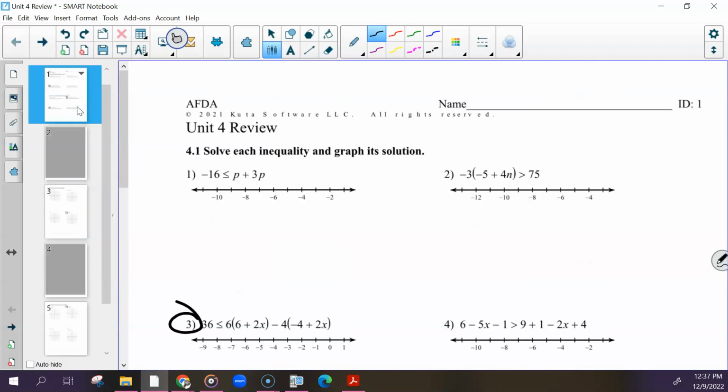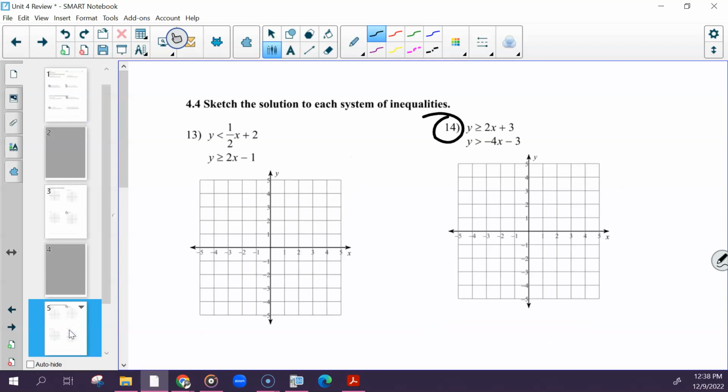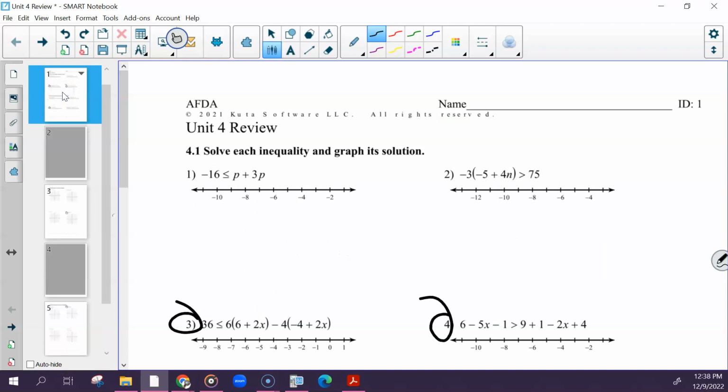Okay. Any others from the first section or the last section? Mira. 4. 3 and 4. Any others from the last section? Let's start with number 3.